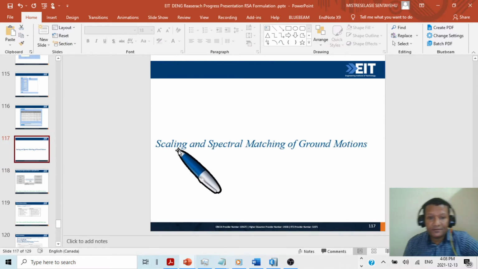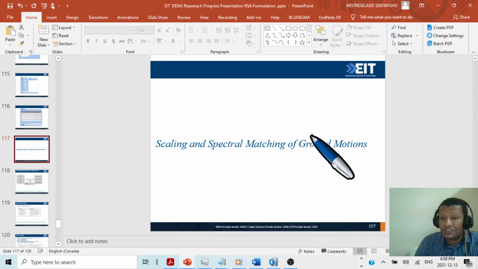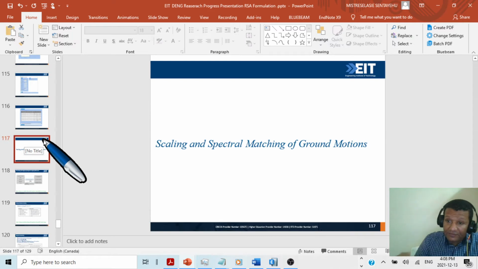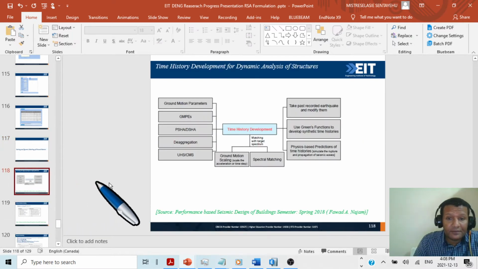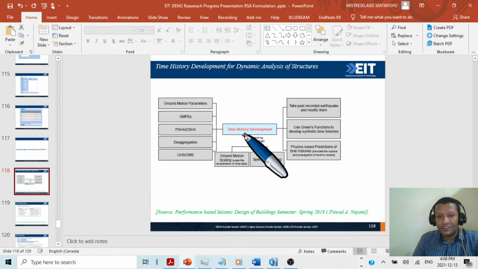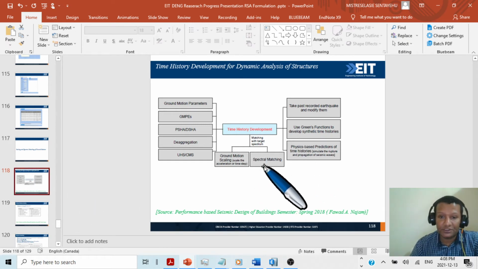So once we get the data, how to scale it and do the spectral matching of the ground motion. How are we going to match it as per UBC 97 and UBC 2000? Also I showed you the criteria, so let me discuss. From any of this ground motion data we get the record, from the past records we get the data. So we have ground motion scaling and spectral matching. We can use spectral matching or scaling.